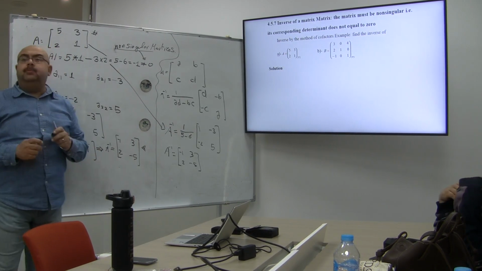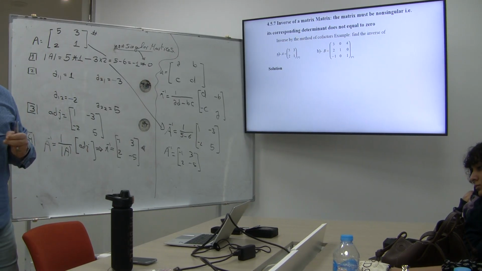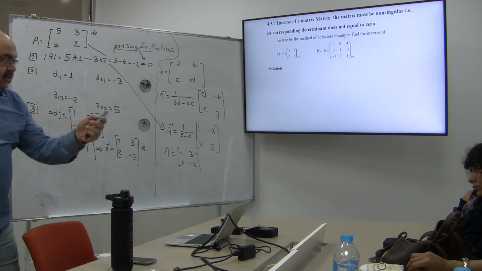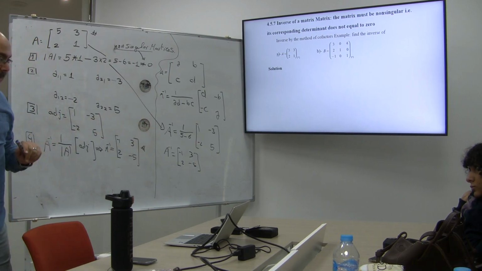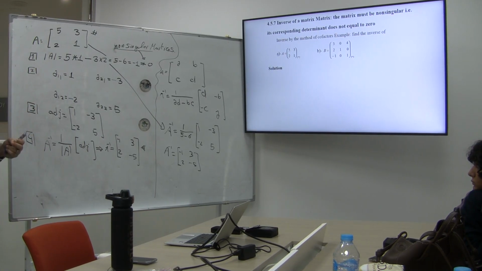Okay? How to be sure that the matrix that you got is an inverse for the main matrix? How to be sure about this? If I multiply it by the original matrix, the result will be the unit matrix. So this is the only way to be sure that these two matrices are the inverse of each other. So, how to do this?